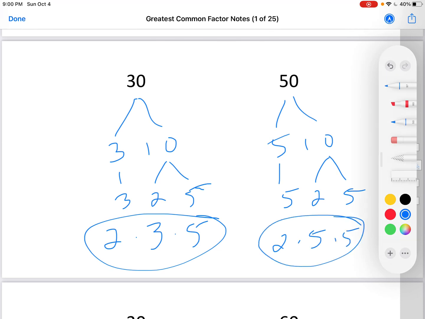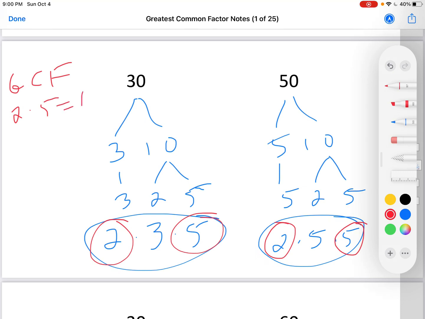Okay, so now I will find the common things between the two of them. Well, we have a 2 and we have a 5. To find the greatest common factor, GCF, all I have to do is multiply together the two common things. 2 times 5 is 10.